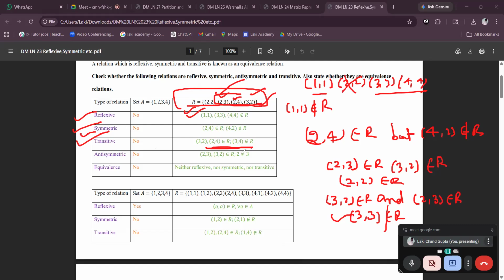Okay. Check whether this is antisymmetric. 2, 3. So you cannot say 2 is equal to 3. This is not antisymmetric, right? Equivalence? No, this is not an equivalence because this is neither reflexive nor symmetric nor transitive. Understood?